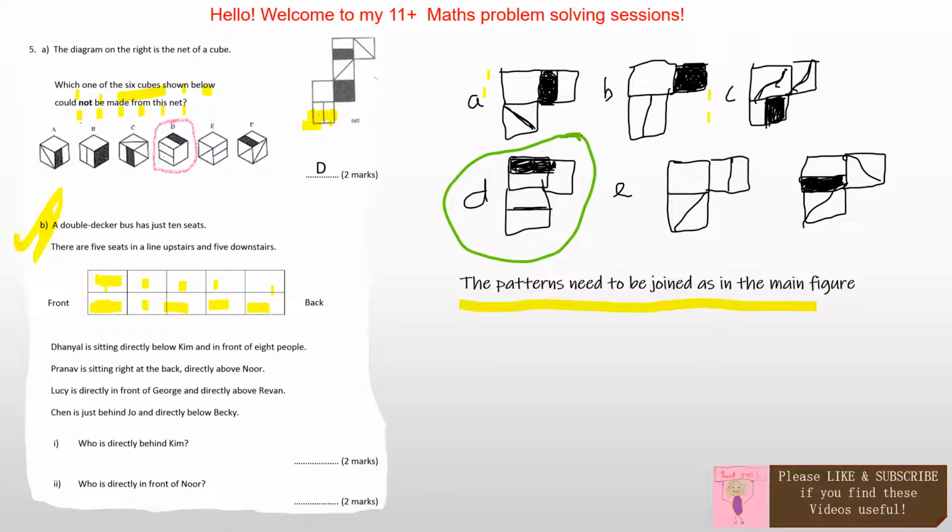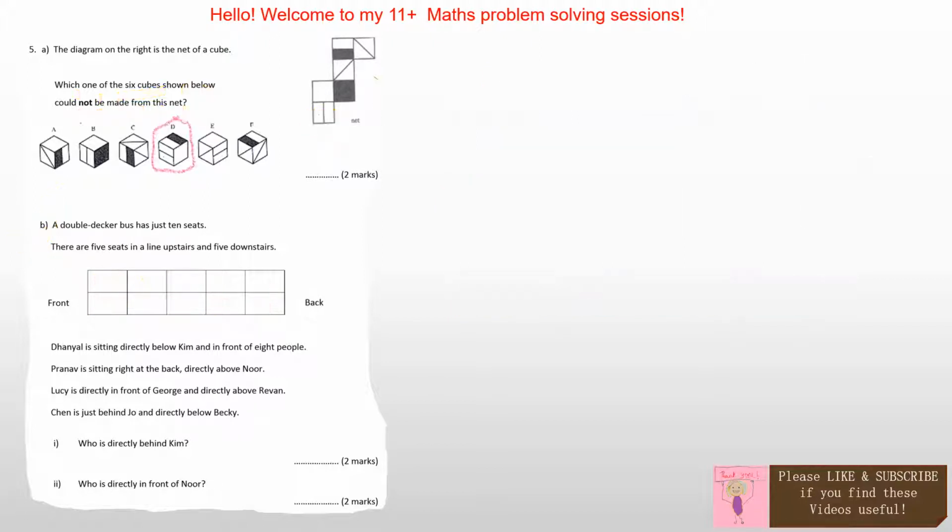Pranav is sitting right at the back, directly above Noor. So that will be Pranav, the last person to sit. That is how I worked out my logic. You can see this is Daniel, then Kim, below Kim, and then Pranav is sitting right at the back above Noor. Then Lucy is directly in front of George. They don't say who is in front of Lucy, but they say who's behind Lucy. Lucy is in front of George and directly above Revan. So there's Lucy and Revan.